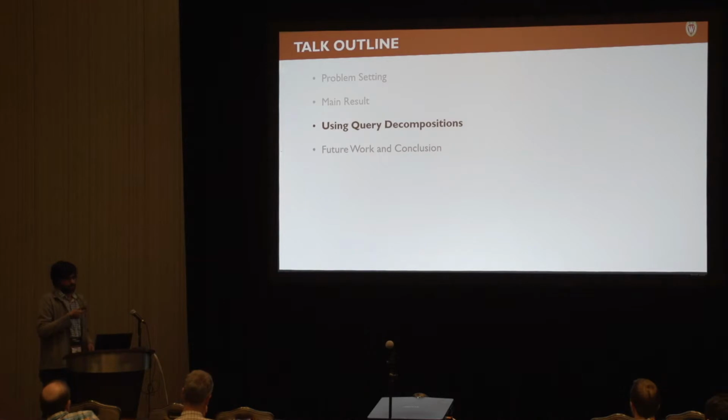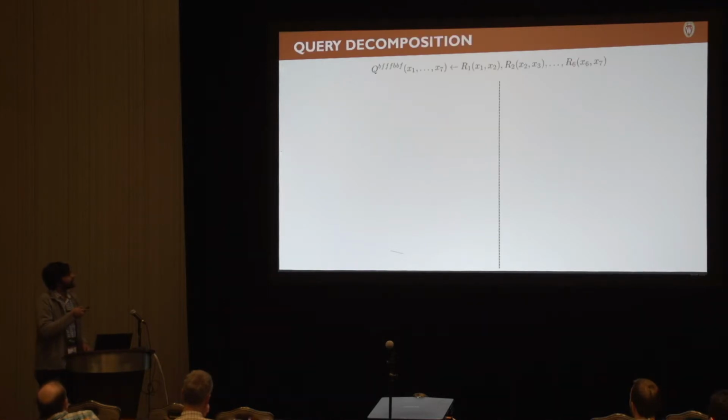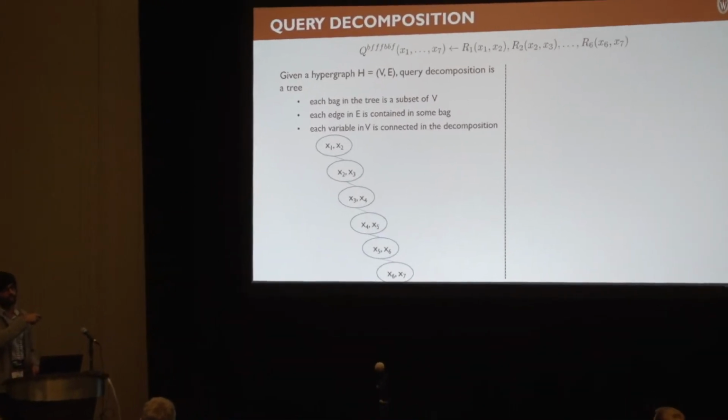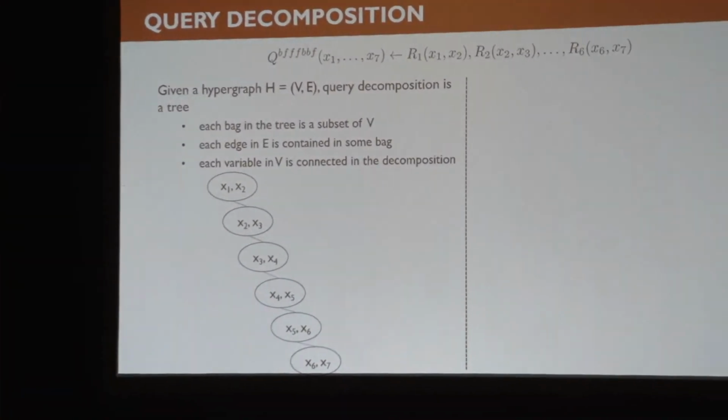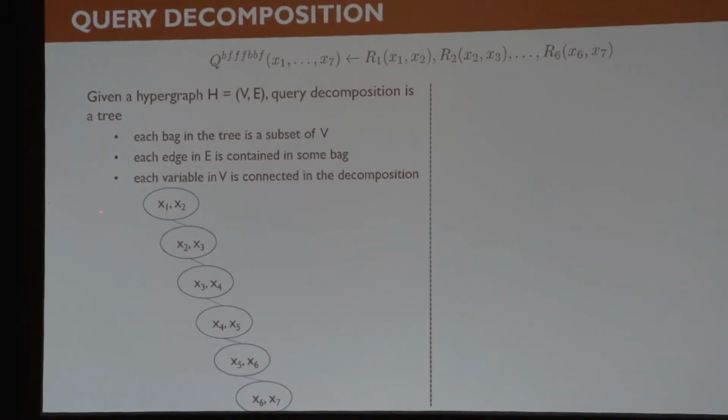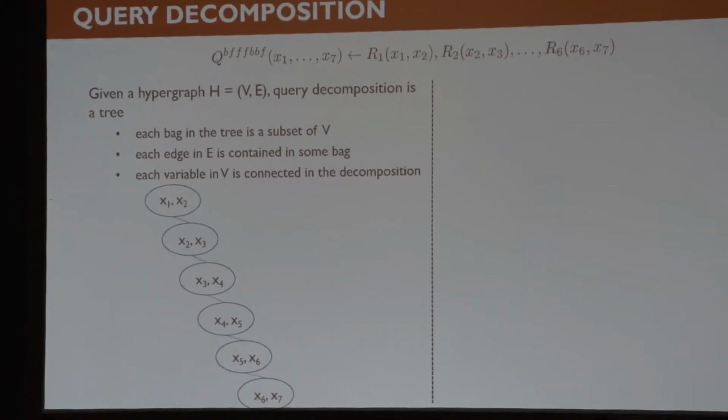So let's look at what these query decompositions are. Here is an example of a 6-path query, a query with path length 6. The query decomposition is a tree which satisfies these 3 conditions. For this particular 6-path query, this is what the decomposition would look like. Each bag in a node is a subset of variables, each hyperedge belongs to some bag, and all of the variables in this tree are connected.